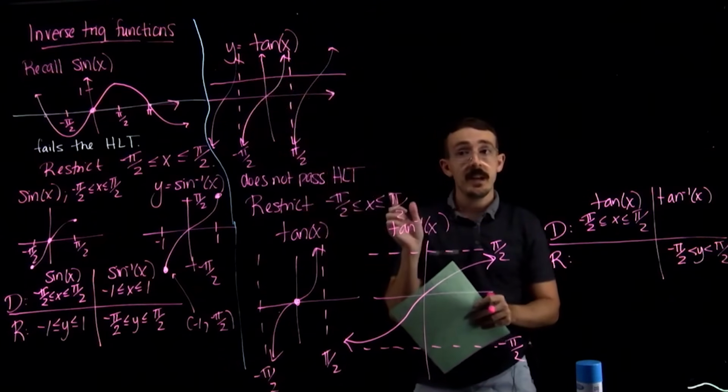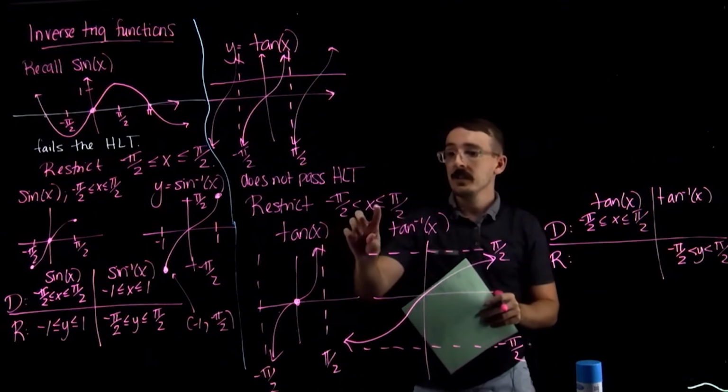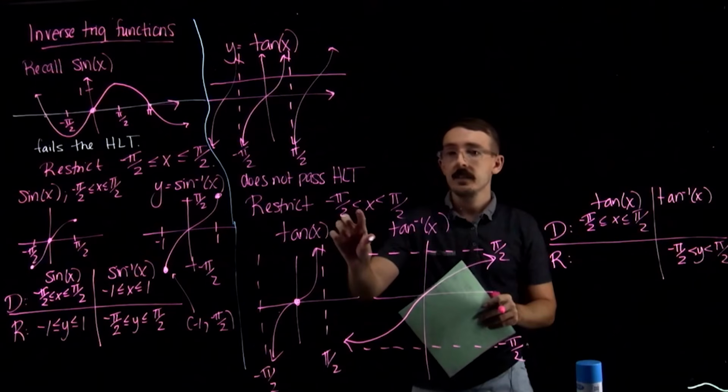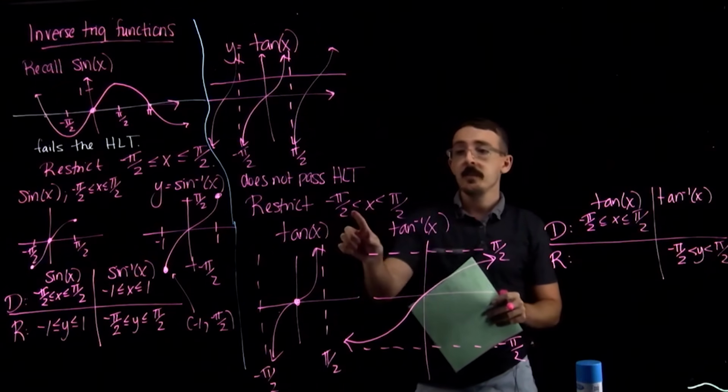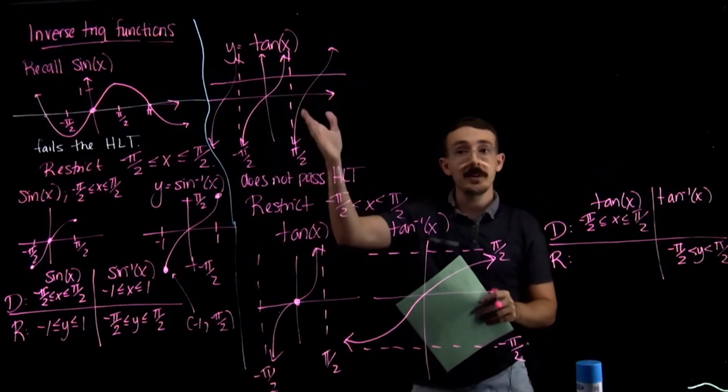So one slight modification I'm going to make, and you should probably make this in your notes, my restriction is going to be here. So I'm not going to include the pi over 2 or negative pi over 2 because those are asymptotes anyway. So I shouldn't include those.